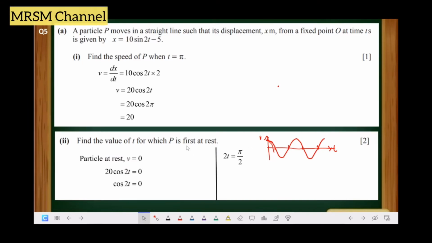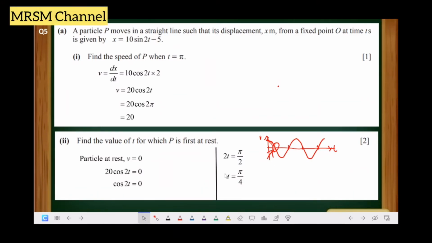Okay, tapi soalan cuma minta dia first at rest. Okay, first at rest meaning that stop at the first time. So stop dekat first time adalah when 2t is pi over 2, mula-mula sekali. Okay, kita tak payah consider dah yang lain, cuma just take one value of t. Alright, so 2t is pi over 2, so therefore t is equal to pi over 4.